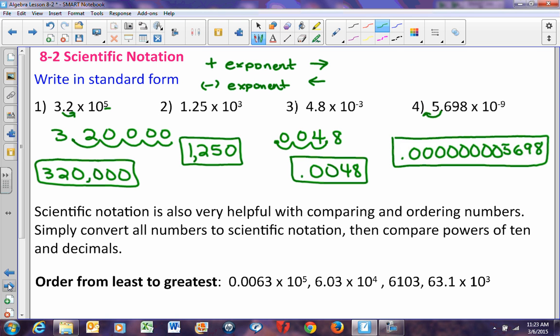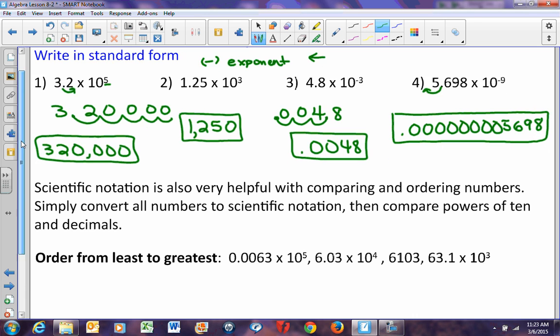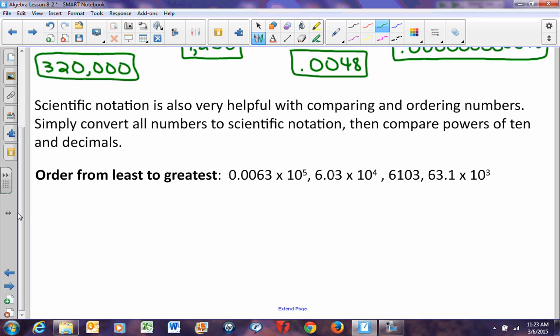Now, scientific notation can also be very useful when comparing and ordering numbers. You simply need to convert all the numbers to scientific notation, compare the powers of tens and the decimals, and then order it from least to greatest, or greatest to least, whichever one they're asking for. Here, I'm going to ask you to order it from least to greatest.